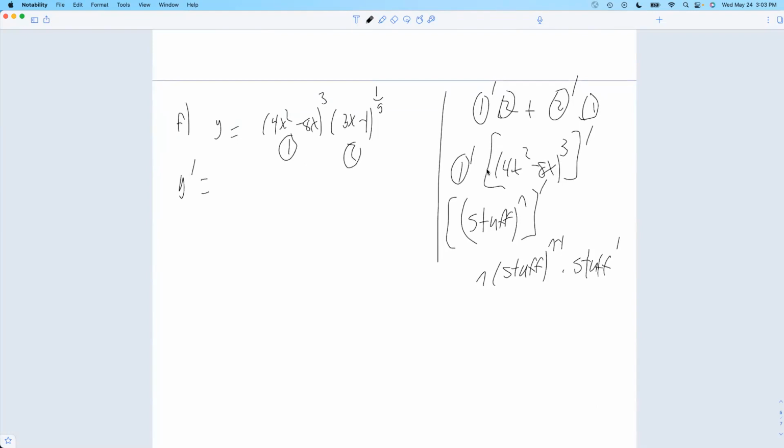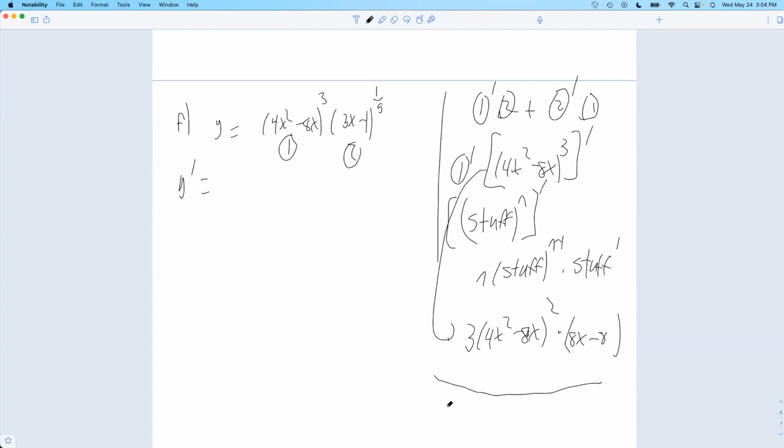So this guy's derivative will be 3 times (4x squared minus 8x) squared. The 3 came down front, leave the inside alone and drop down by 1, times, in parentheses, the derivative of the inside. Derivative of 4x squared is 8x. The derivative of minus 8x is minus 8. So that's that guy's derivative.